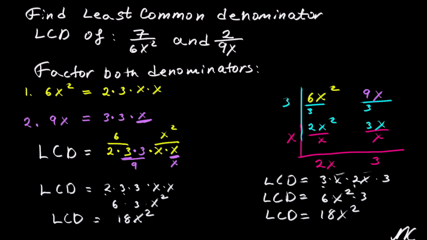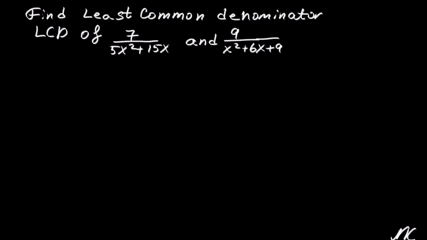When there are no pluses or minuses in denominators, using the box method might be a little bit more convenient without having to list all of the factors and then picking the most common ones. In this example, we need to find least common denominator of 7 out of 5x squared plus 15x and 9 out of x squared plus 6x plus 9. So if you wanted to use a box method to find the least common denominator for something like this, you would need to factor it first anyway. So finding LCD using factors is more convenient because you have to factor to begin with.